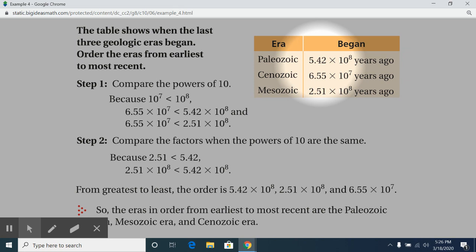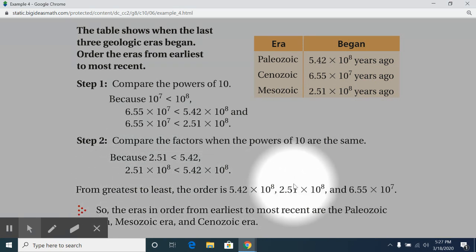All right, so what I would say if I were going least to greatest is this number in the middle here. The Cenozoic era is the smallest number. The Mesozoic is the next smallest, and then the Paleozoic is the highest number, the greatest number. Since this was kind of backwards to me, since they were talking about the earliest to the most recent, actually the greatest number, because it's years ago, the greatest number actually went first. So they were ordering them from greatest to least.